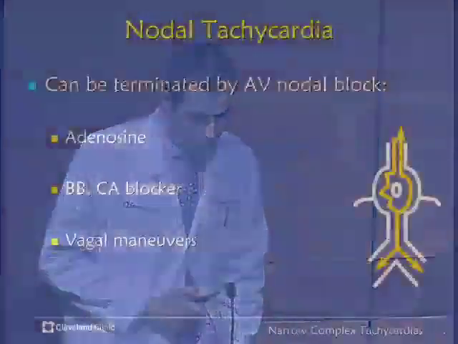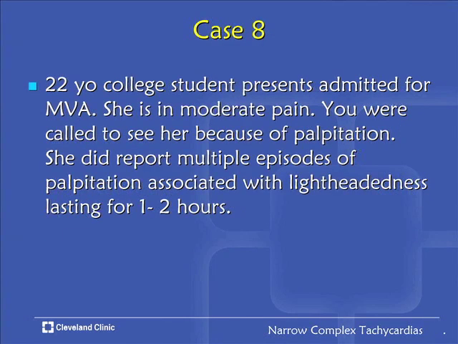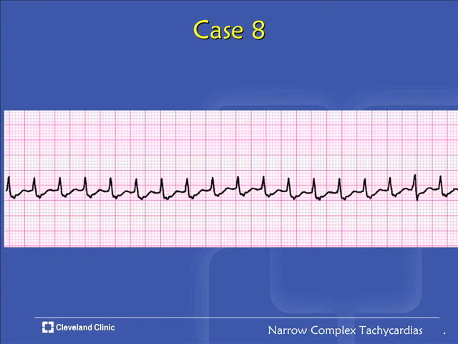The treatment of nodal tachycardia is, again, adenosine, beta blocker, calcium channel blocker, or vagal maneuvers. Okay, let's take another question here. A 22-year-old college student admitted for a motor vehicle accident. She's in moderate pain. You were called to see her because she's having palpitations. She did report multiple episodes of palpitations associated with lightheadedness lasting for 1 to 2 hours for the past 5 to 6 years. And you saw a tachycardia like this.